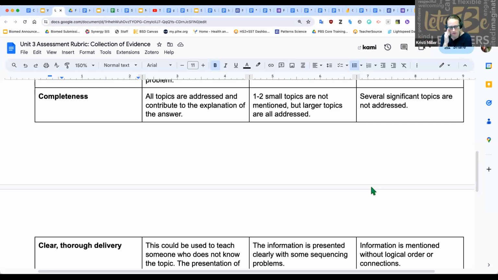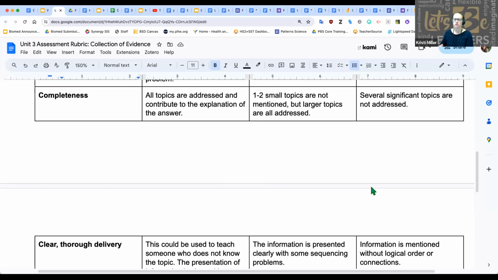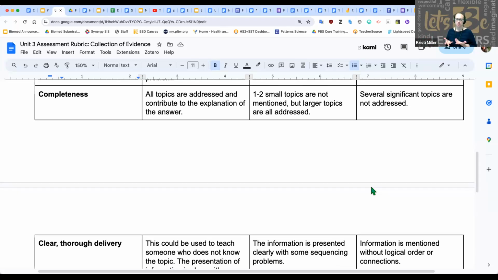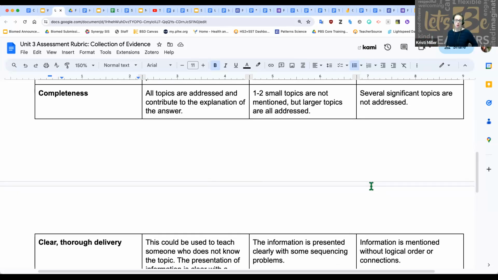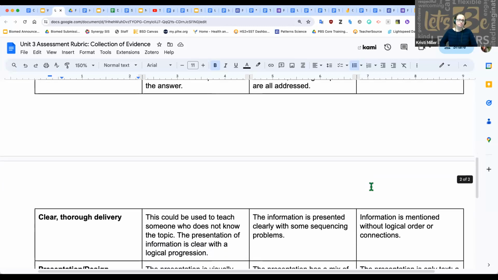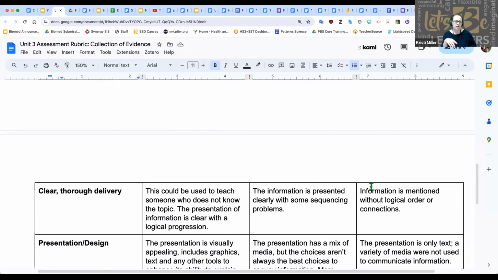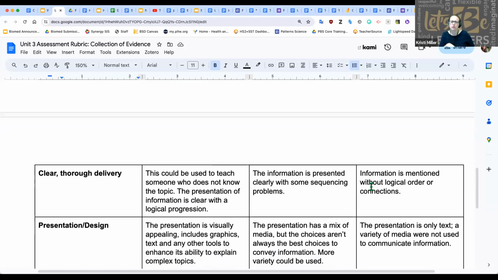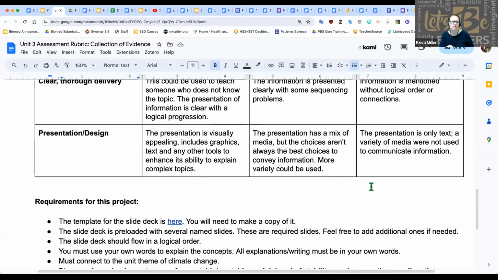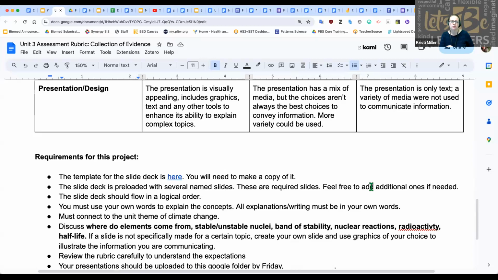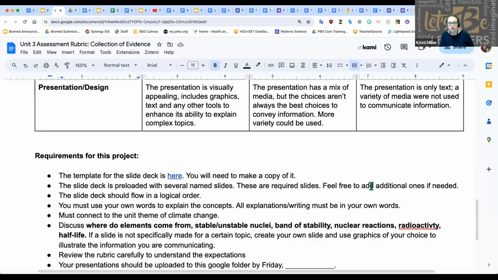The collection of evidence is really meant to be, you've already done all of these pieces of work. So now let's take these pieces of work and use them to demonstrate what we know. I'm looking for thoroughness in their answers. I'm looking for clarity in their descriptions and the way that they're presenting the information.